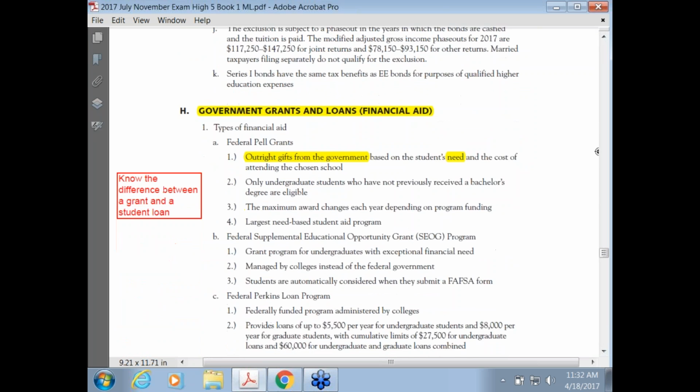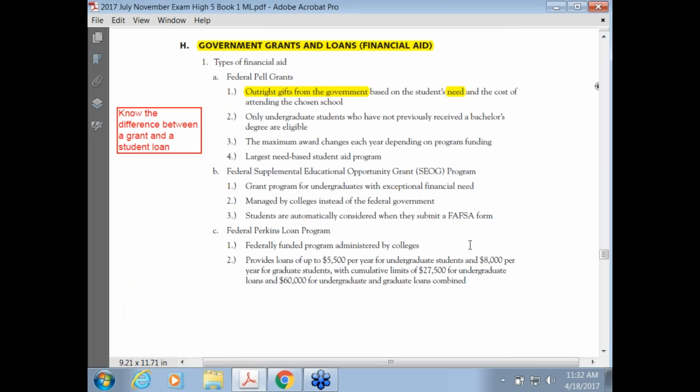Now, with financial aid, they're not going to make you a master of the FAFSA form, let's say, for the CFP exam. I would know some big picture stuff about what goes into FAFSA and the simple fact that the student's assets and earnings are weighted much more heavily than the parents'. But then get a feel for just some of these more common types of aid that are available, starting with just the difference between the grants and the student loans.